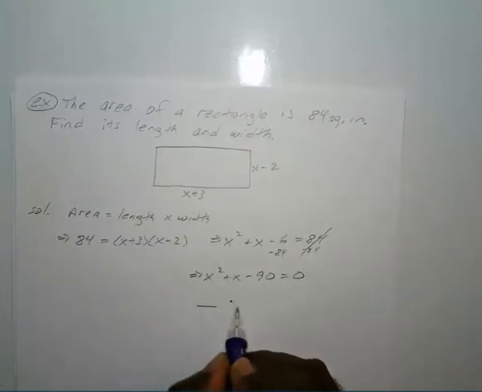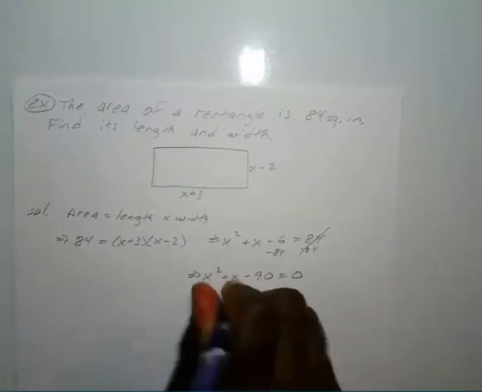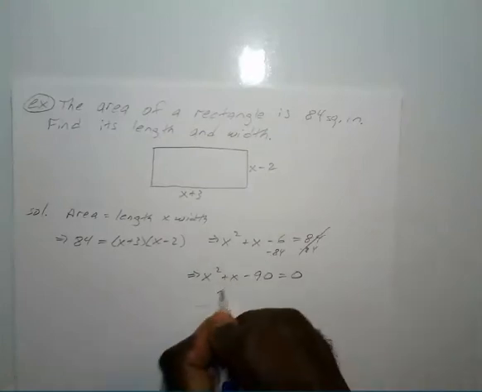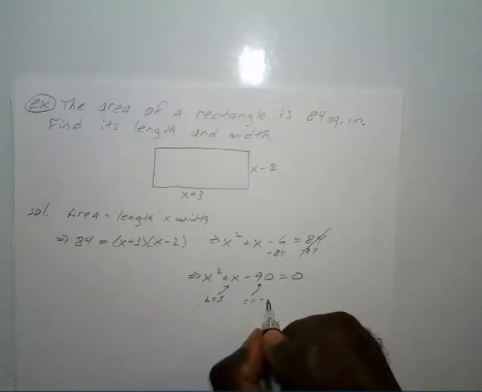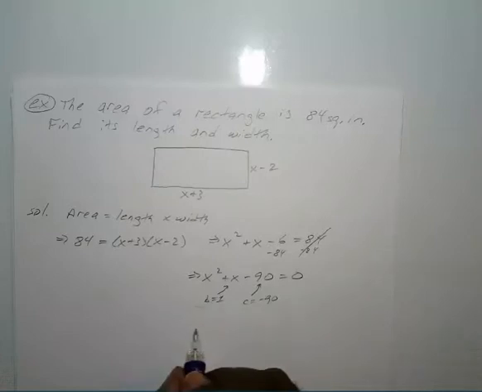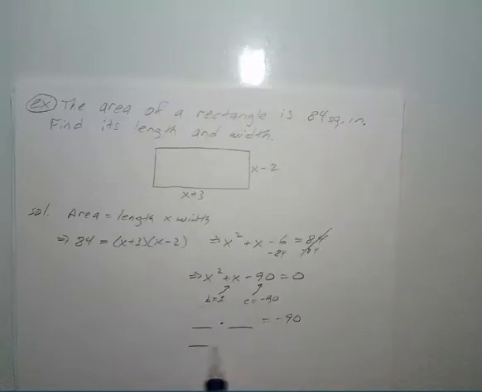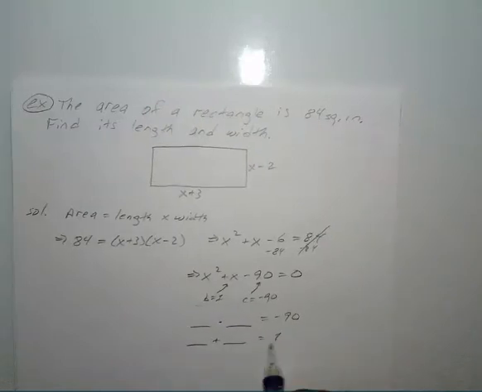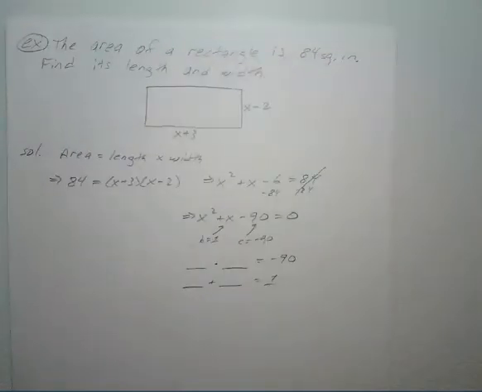So we find two numbers that multiply. Let me identify each value. So we know that b is equal to 1, and we know that c is equal to negative 90. Alright, so that means we have to find two numbers that multiply to equal your C, and those same two numbers add to equal your B. Okay, so in this case, we have 10 and negative 9.